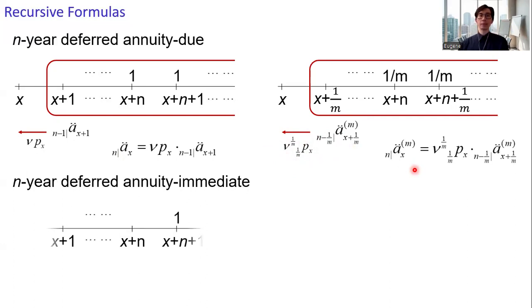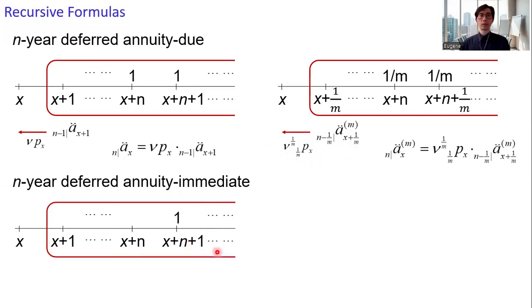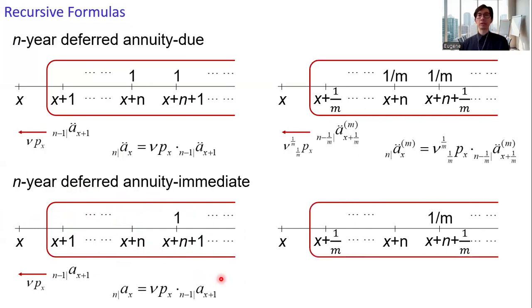For annuity immediate, here the annual case, the first payment is at age x plus n plus 1. When the individual survives to age x plus 1, the actuarial present value of the future benefit is the n minus 1 deferred annuity at age x plus 1. And we get this relationship. For the mth case, again, similar structure.